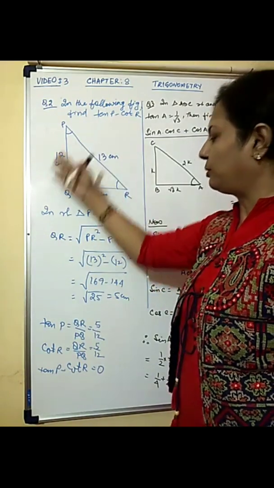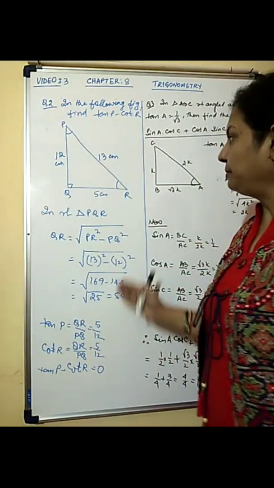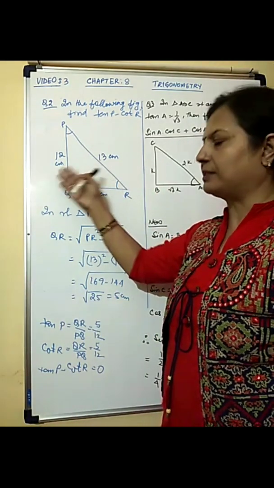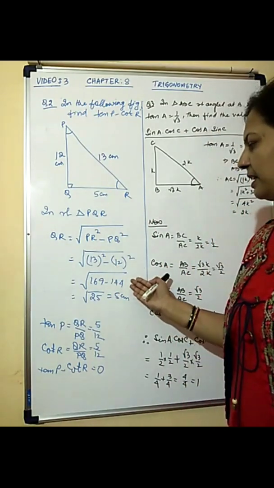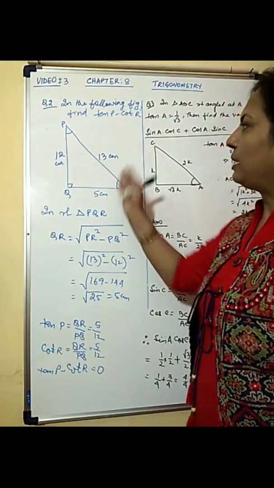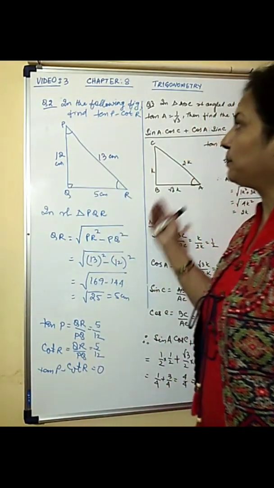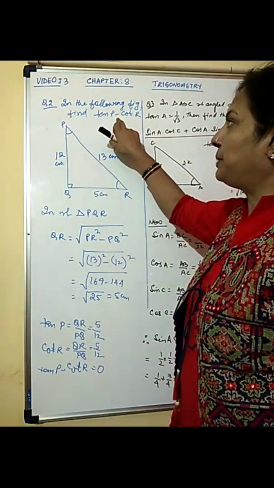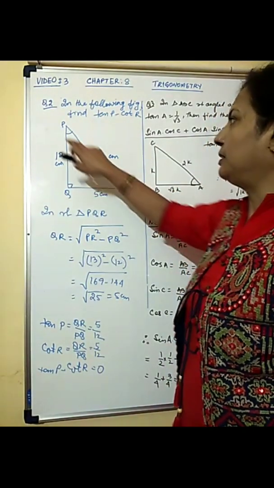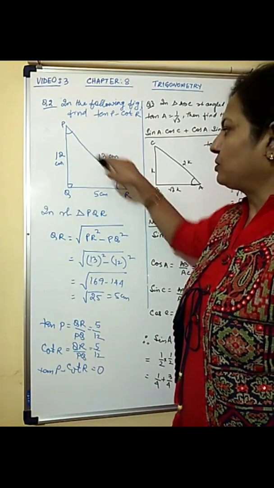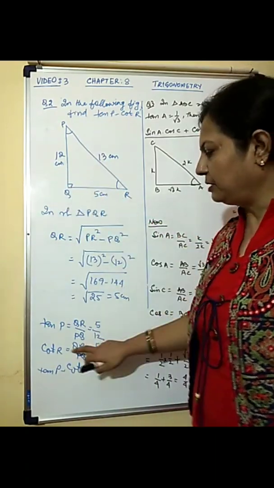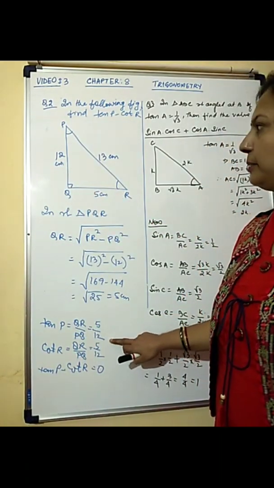So this QR, by Pythagoras theorem, we get QR is equal to the square root of 13 square minus 12 square. That gives you 169 minus 144, which is 25, under root of it is 5 cm. Now we have got the measure of all the three sides. The only thing is we have to arrange what is tan P. For tan P, for this angle P, this is the perpendicular and this will be the base. So for tan P we have perpendicular by base, that is 5 by 12. So tan P is 5 by 12.